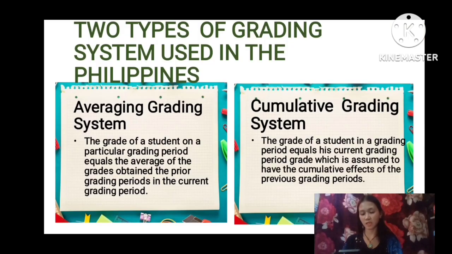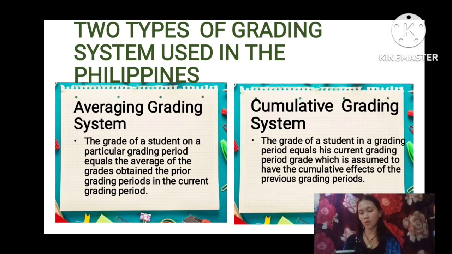Two types of grading system used in the Philippines. Averaging grading system: the grade of a student on a particular grading period equals the average of the grades obtained in the prior grading periods and the current grading period.